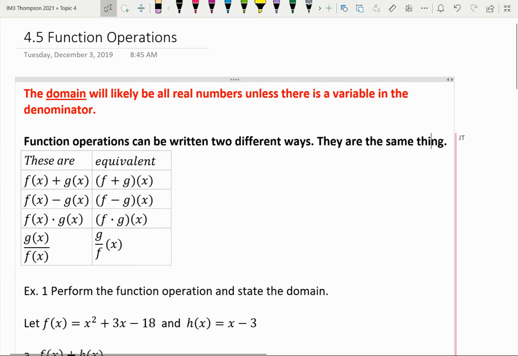And then same thing with division, g of x divided by f of x, or g divided by f, all evaluated at x. When I've got things in the denominator, that's when I'm going to have some changes to my domain, some exceptions.